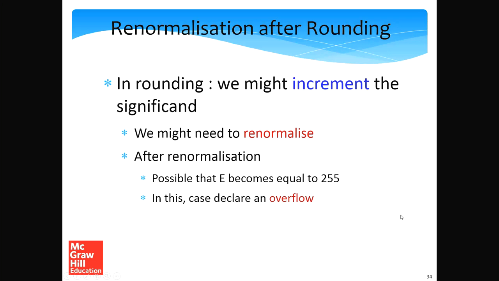Let's look at the process of rounding in a little bit more detail, one particular aspect that we have not talked about. When we increment the significand, there is a possibility that we might have to renormalize once again. The reason is that the significand might become greater than or equal to 2. After renormalization, it's again possible that the exponent field E becomes equal to 255, which is actually an invalid value, because 255 can signify two things, either not a number or plus minus infinity. In both cases, it's not a valid number.